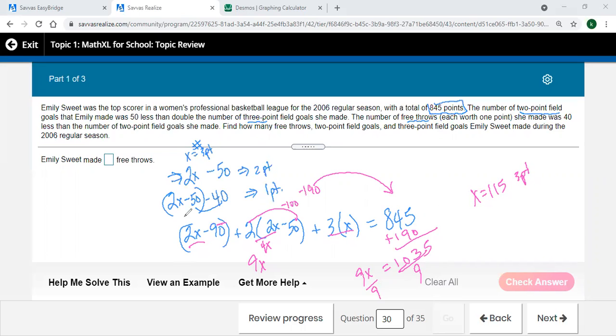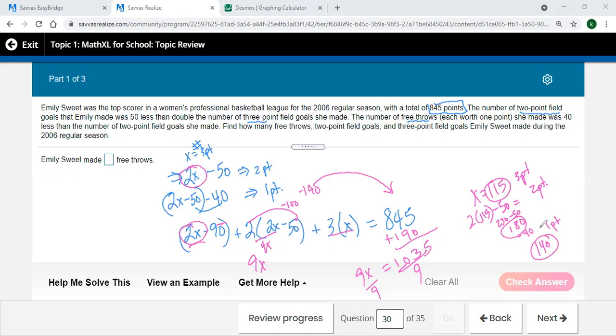And then if I went back and put that in here, for the 2-point, that was double the 115 and take off 50. So that's 230 minus 50, which is 180. That's what I got on mine. And then for the free throws, or 1 point, it was 40 less than that. So 40 less than 180 is 140.